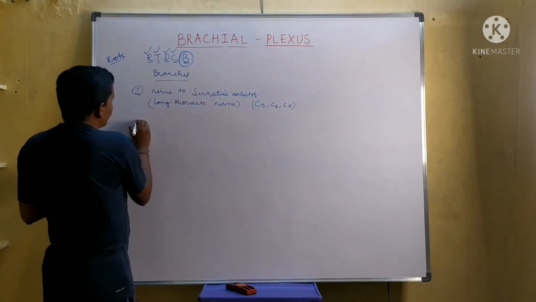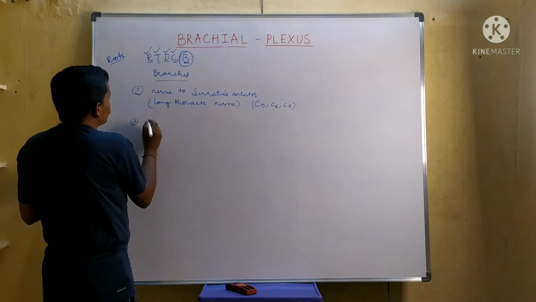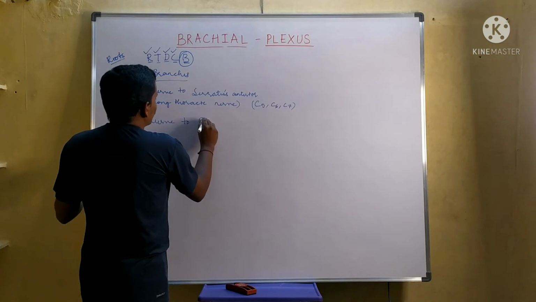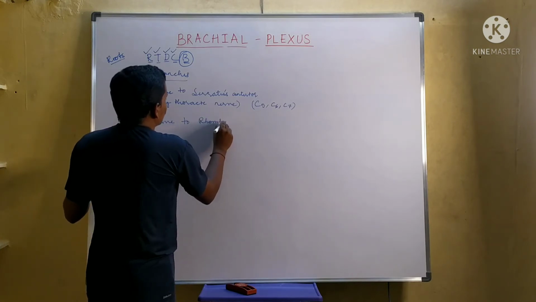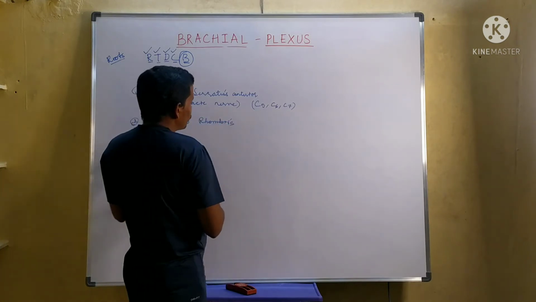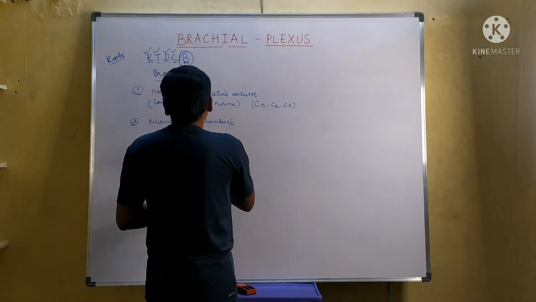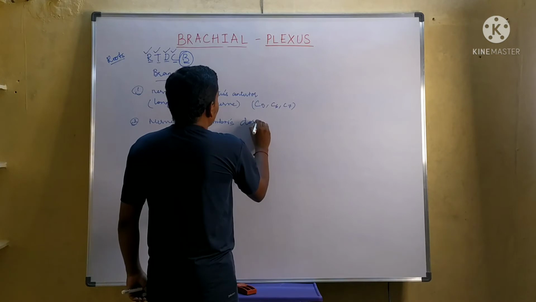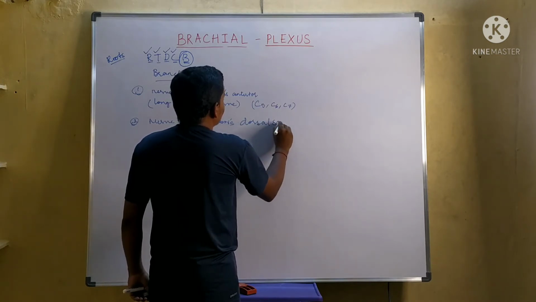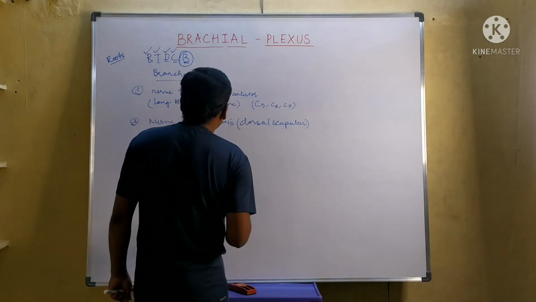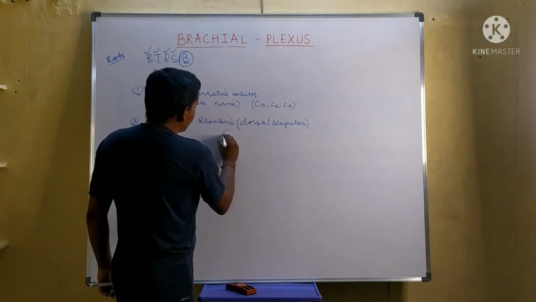Now the next branch from the roots is nerve to rhomboids. Rhomboid muscles are 2: rhomboid minor and rhomboid major. This nerve is known as the dorsal scapular nerve. Dorsal scapular nerve, root value is C5.